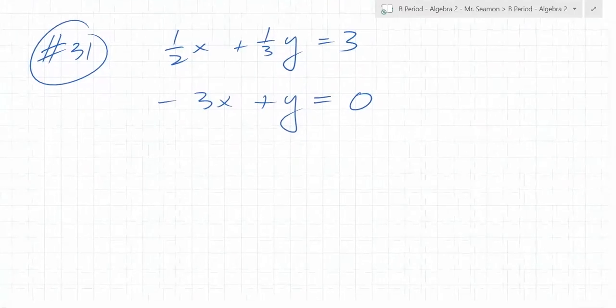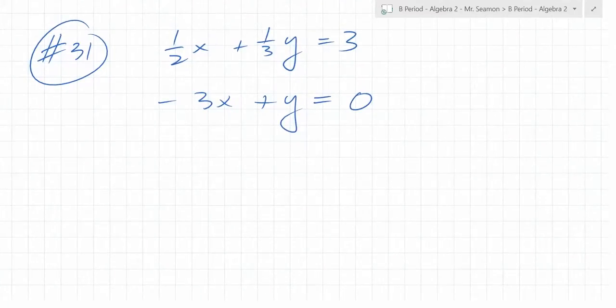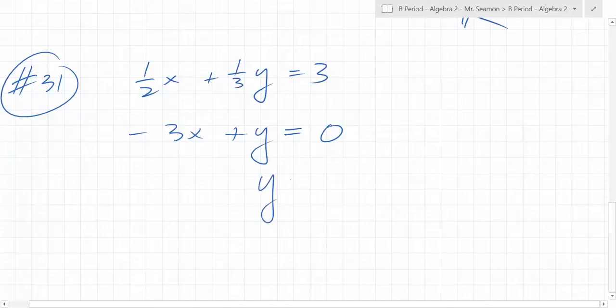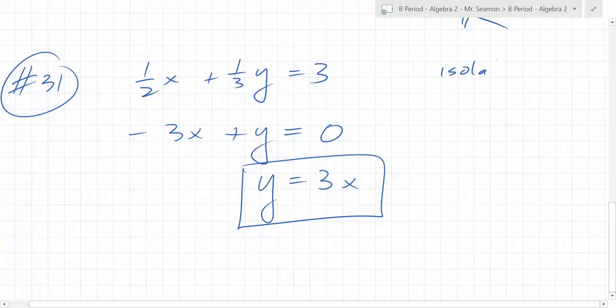Okay. Anybody want to give a pro tip as to what you could do to make this a little bit easier to deal with? Yeah, Katie, what could you do? I would add 3x to the second one. Yeah, so y equals 3x. And then what do you do with y equals 3x, Katie? Plug it in. So we isolated, and then we are now substituting.